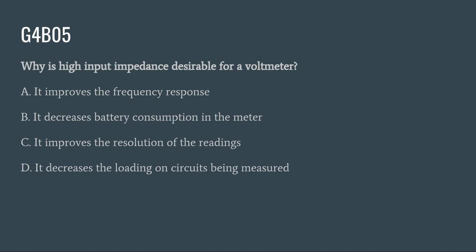G4B05, why is high input impedance desirable for a voltmeter? A, it improves the frequency response. B, it decreases battery consumption in the meter. C, it improves the resolution of the readings. Or D, it decreases the loading on circuits being measured. The correct answer is D, it decreases the loading on circuits being measured.